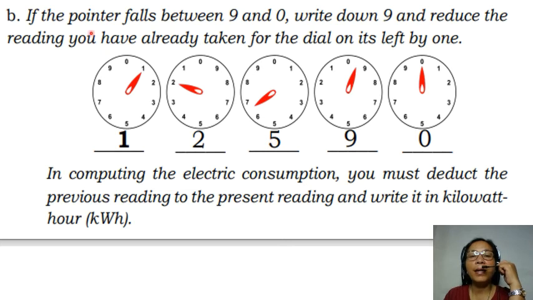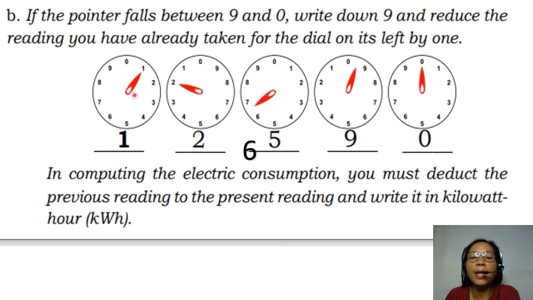Now, applying this rule, okay? Sabi dito, kapag ang arrow ay nasa gitna ng 9 and 0, ang isusulat natin is 9. Ngunit yung dial na nasa kaliwa niya, babawasan natin ng isa yung original reading niya. Okay? Kaya hindi tayo magtaka na bakit naging 5 instead of 6. Ano yung original reading kanina dito? Di ba 6 yan? So, 6 dapat. Okay? So, ulitin natin.